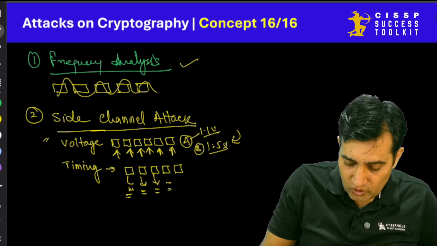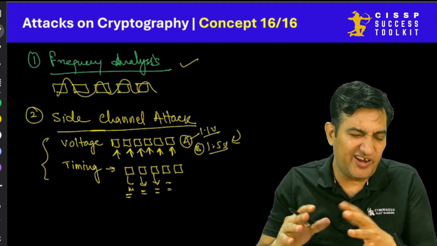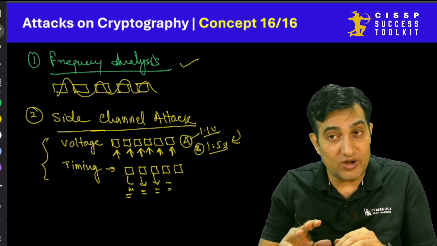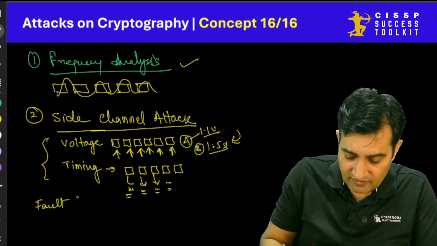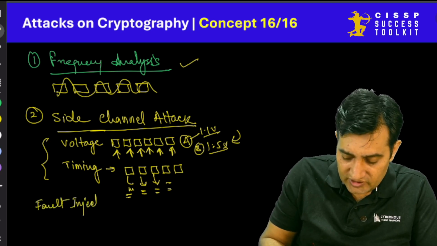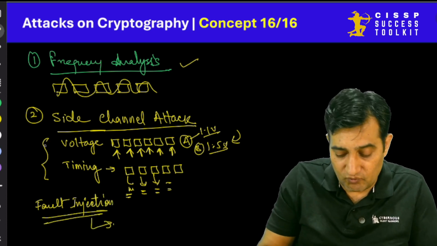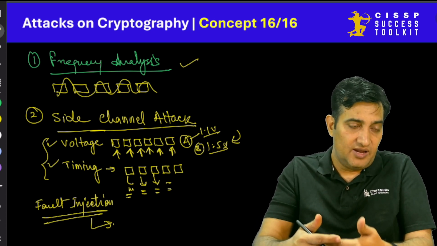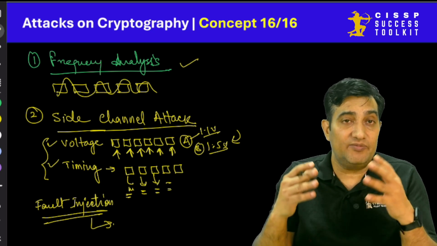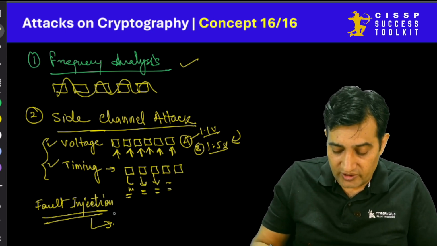Voltage and timing are one thing, but if you are not able to find anything out of them, then you can also try fault injection. If you are able to perform the voltage attack or a timing attack, that means you are in the vicinity of the crypto system. If you are in the vicinity, you may have some kind of control over it, so you can also try to inject some kind of fault.